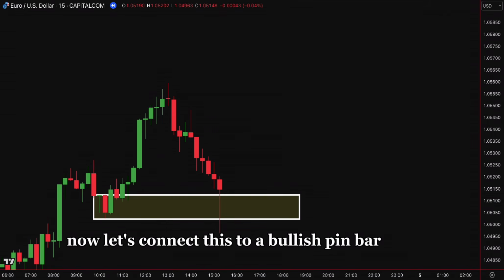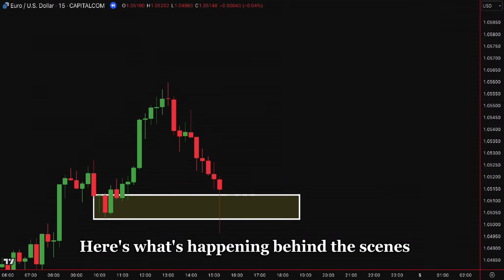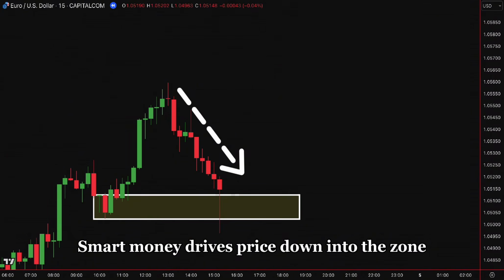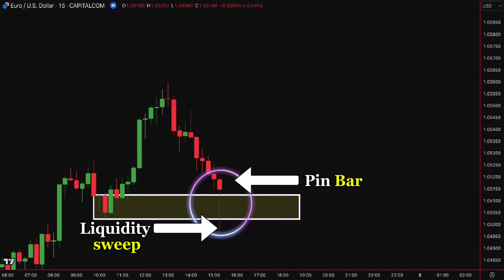Now let's connect this to a bullish pin bar at a demand zone. Here's what's happening behind the scenes. Smart money drives price down into the zone, sweeping liquidity by triggering stop losses and filling limit buy orders. But once price enters the zone, strong buyers step in and reject the lower prices. That rejection forms the long lower wick of the pin bar. The small body shows that even though price dipped, it closed back near the highs, a sign of strength. This is a clear message. The zone has absorbed selling pressure, and buyers are now in control.